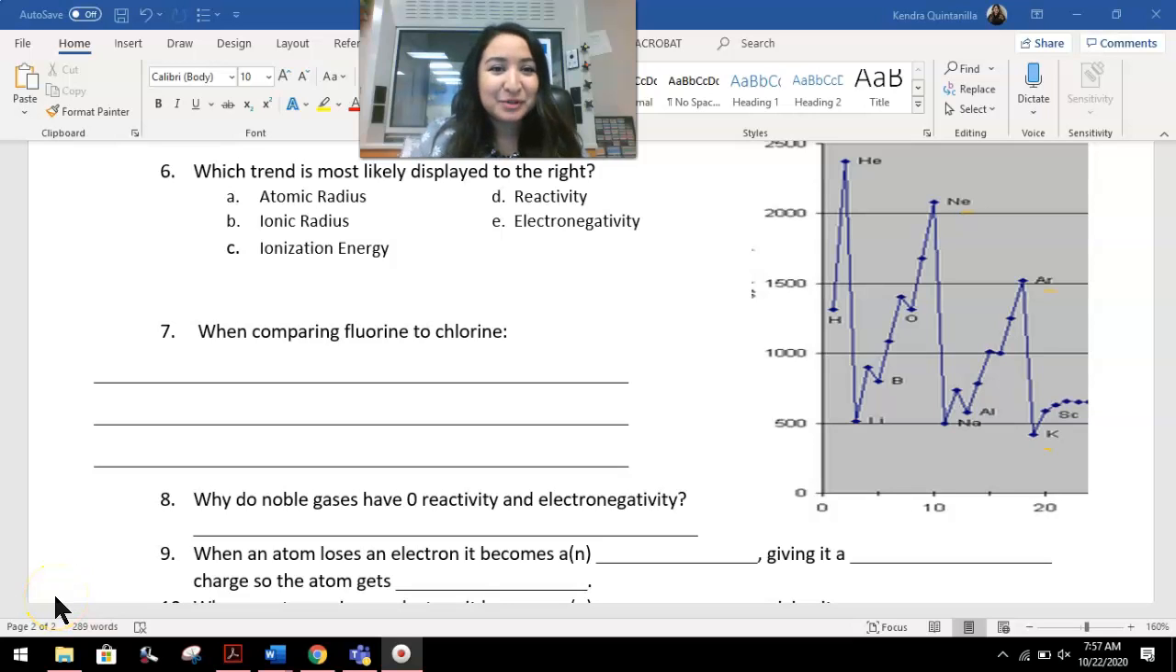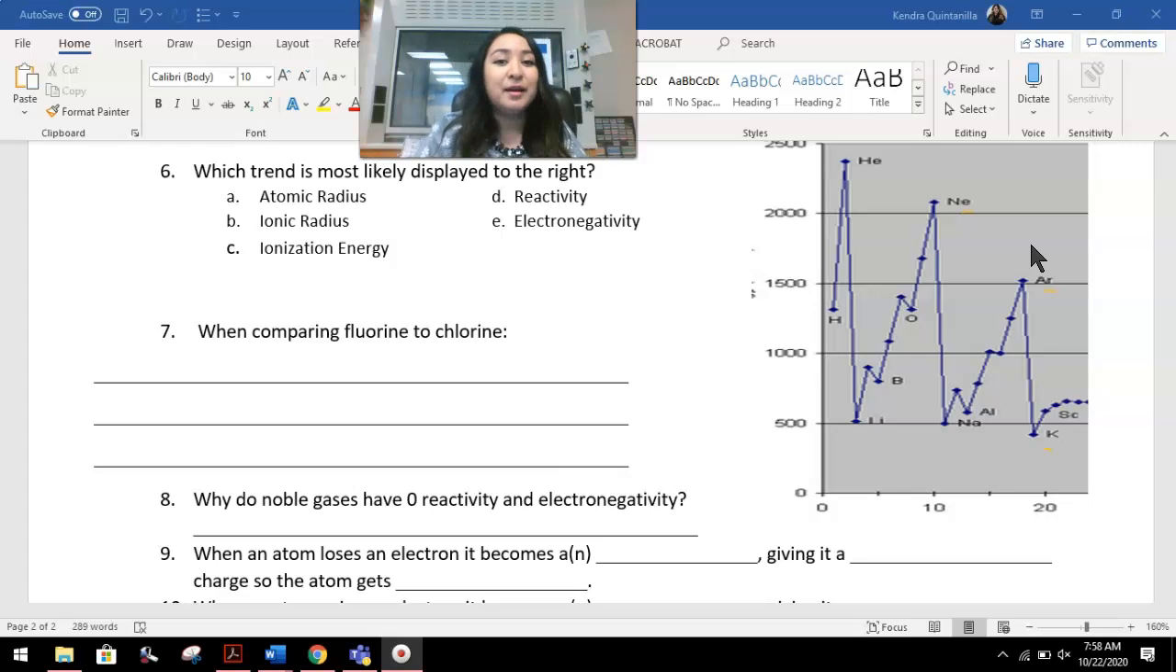Okay, hello. So this is where we left off yesterday on question number 6. The question asks, which trend is most likely displayed to the right? If you look to the right on this chart, I want you to go ahead and pause and then answer the question. That way, when we review it, you can see if you answered it correctly. So go ahead and pause the video now, please.